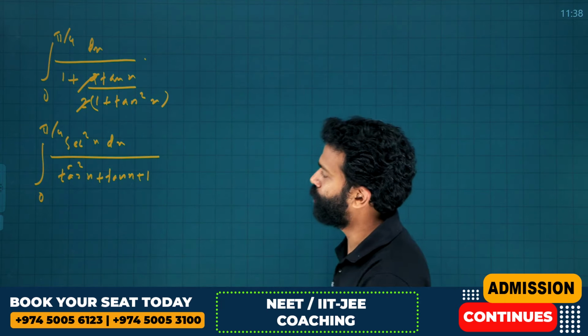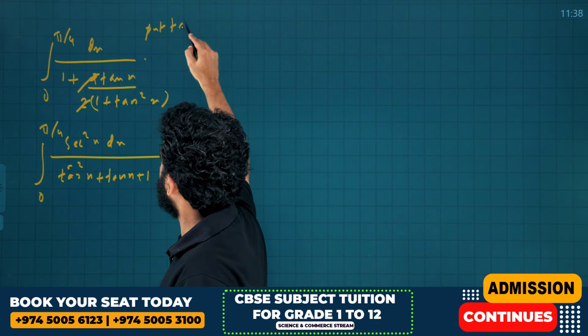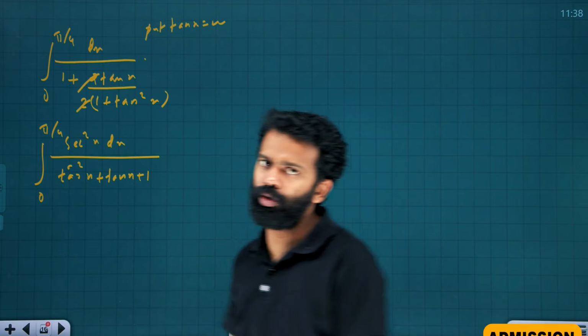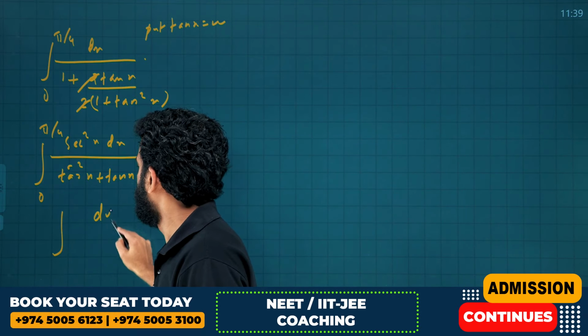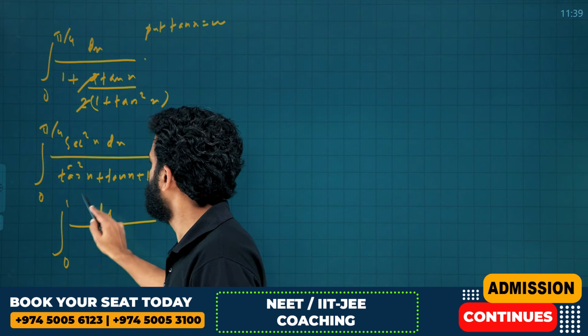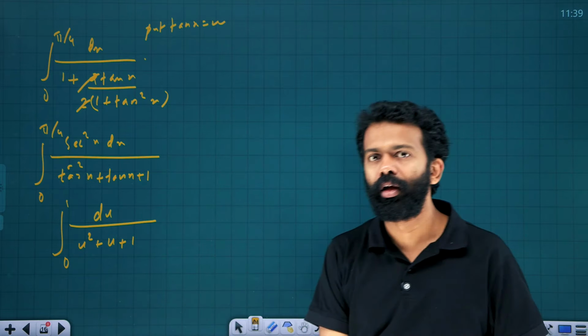So substitute tan x is equal to u. What will you get? Sec square x dx will be du, and the limits are 0 to 1, and this will be u square plus u plus 1 in the denominator. How will you formulate this?